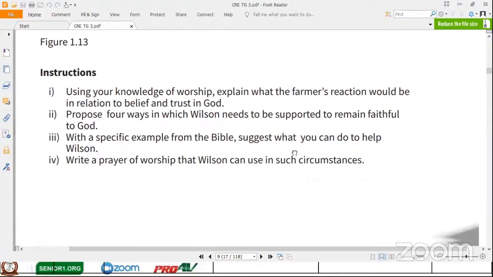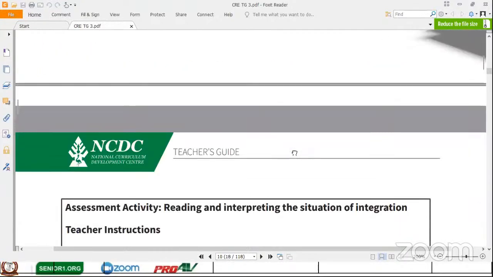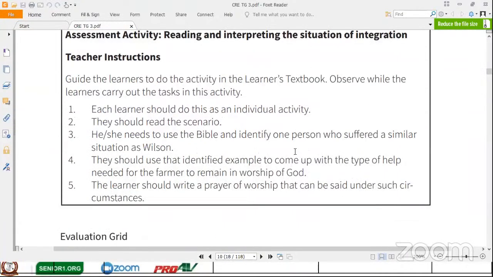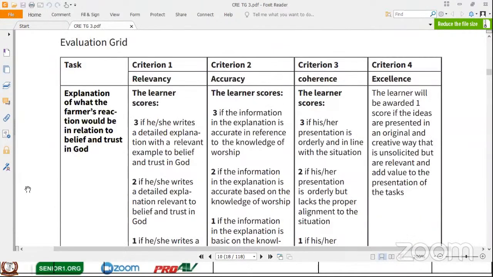Okay, thank you. So here they requested the learner to get those outputs. In the teacher's guide, they even give guidance to the teacher. The learner should be able to do this as in the video, should read the scenario, should use the Bible as a reference, and then come up with a prayer. And this is the evaluation grid. So here they had 4 bases. In this case of CRE, they asked you 4 Roman numerals, so each Roman numeral came as a basis.